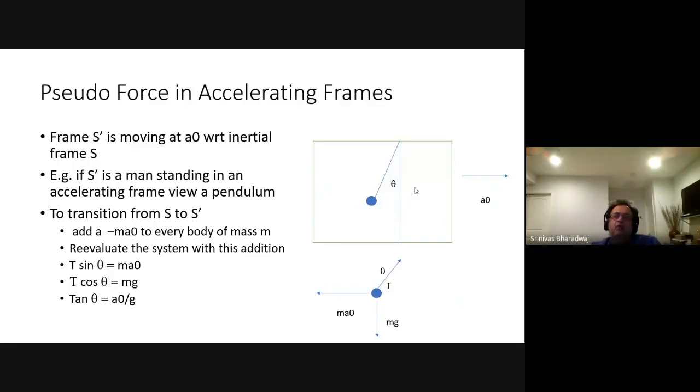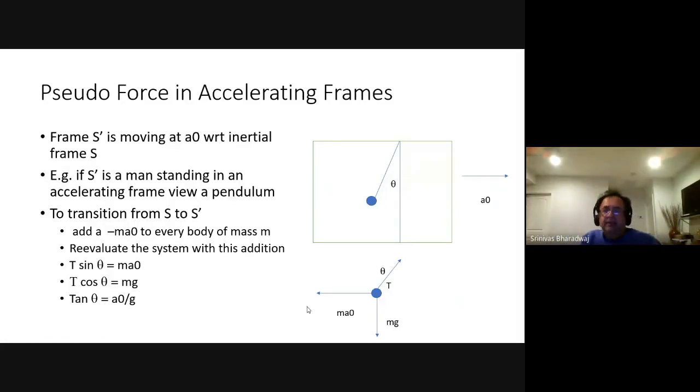Now you want to solve it. You're saying it's at rest, like this. But actually it is accelerating with a naught. If you want to evaluate it, you apply a force m a naught, the pseudo force, to counter the accelerating reference frame. So you add a force m times a naught in the opposite direction. Once you add it, you can solve it as a static problem.